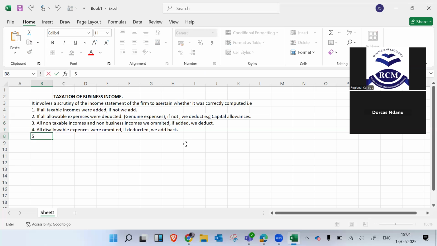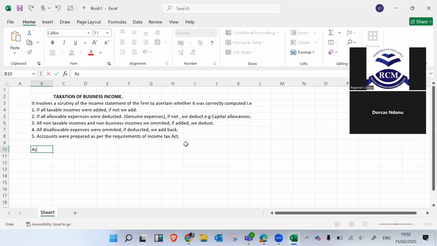Number five, if accounts were prepared as per the requirements of the Income Tax Act. So that is our role, to see if the five were followed.